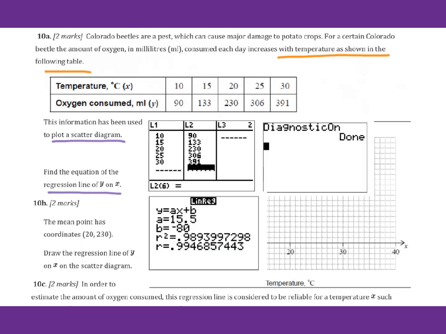So go to stat, put the L1, that's the x, L2, that's y. Then put the diagnostic on in case sometimes we have to use correlation coefficient R. Then you will get y equals 15.5x minus 80. That's over here.